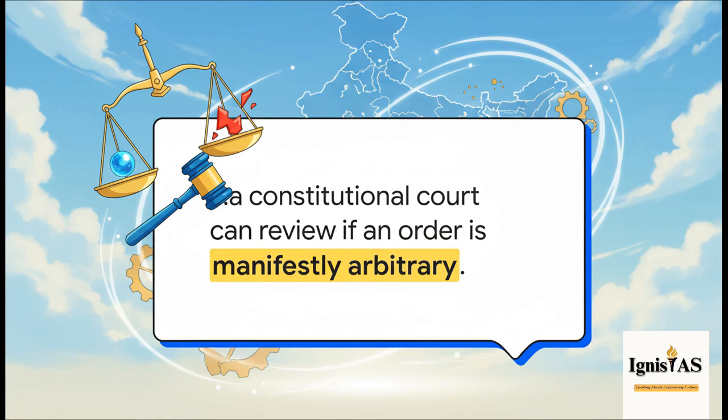In a landmark ruling in August 2024, the Supreme Court said that actually a constitutional court can review the Commission's orders. But, and this is a big but, only on very specific grounds, like if an order is found to be manifestly arbitrary. So this introduces a new and pretty limited check on the Commission's otherwise sweeping power.